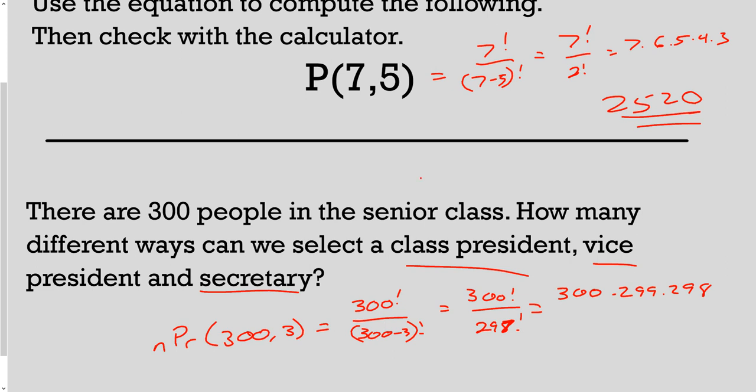Or think about it from the fundamental counting principle. We have 3 slots to fill. I've got 300 people for the first. I've chosen a president. Now I only have 299. After I've chosen the president and the vice, I only have 298 positions left, right? So those are all big numbers. But what it gives us is 26,730,600.